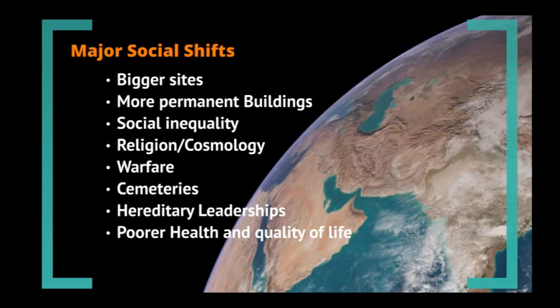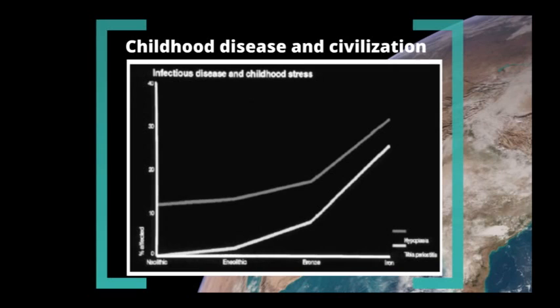Because of all these things, you have hereditary leadership. Remember we talked about chiefdoms and how that's a permanent position. As a consequence of all this, you actually see poorer health and poorer quality of life through time. So here's an example of the Neolithic here on the x-axis all the way through the Bronze and Iron Age. And you can see here on this scale is the percentage of infectious disease and childhood stress. So interestingly, agriculture and sedentary lives began a ratcheting process of overall disease and stress on bodies.